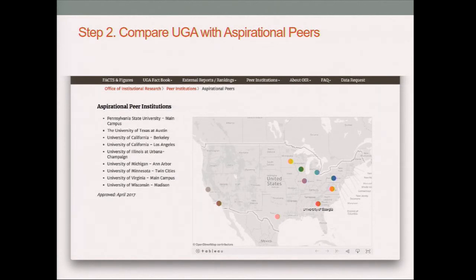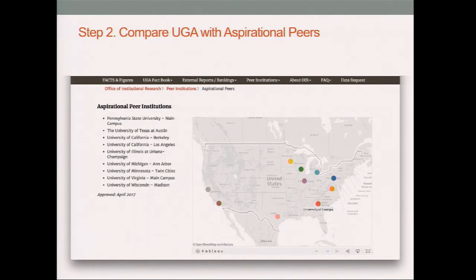Okay, now we want to take that information we have about the University of Georgia and ask how we compare with our peers in these particular areas, our areas of strength. Turns out in the University System of Georgia, every university has an approved list of peer institutions to use for these comparisons. So when we do that, we're always looking at apples versus apples.